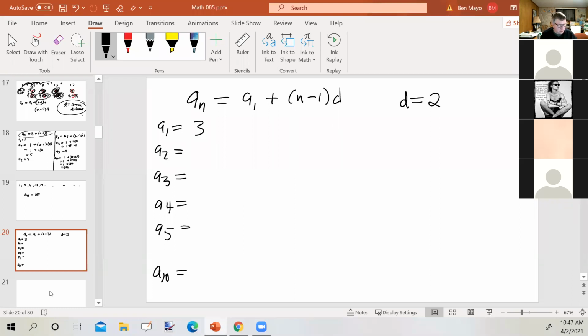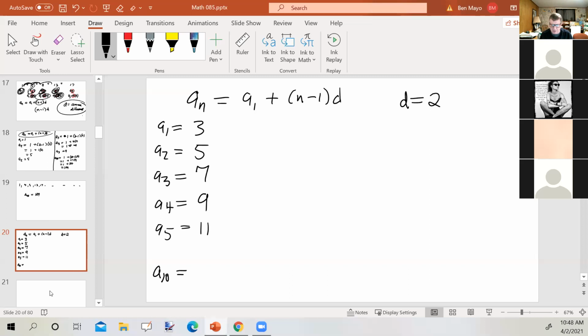Now, here's what we're going to do. We're going to find the first 5 the quick and easy way, because they're consecutive. A sub 2 is what? It's a sub 1 plus the common difference. So what's 3 plus 2? 5. What's 5 plus 2? 7. What's 7 plus 2? 9. What's 9 plus 2? 11. Okay, now we could find a sub 6, a sub 7, a sub 8, a sub 9, a sub 10 and do it this way. But what if they asked us for a sub 412? You wouldn't want to do it that way.